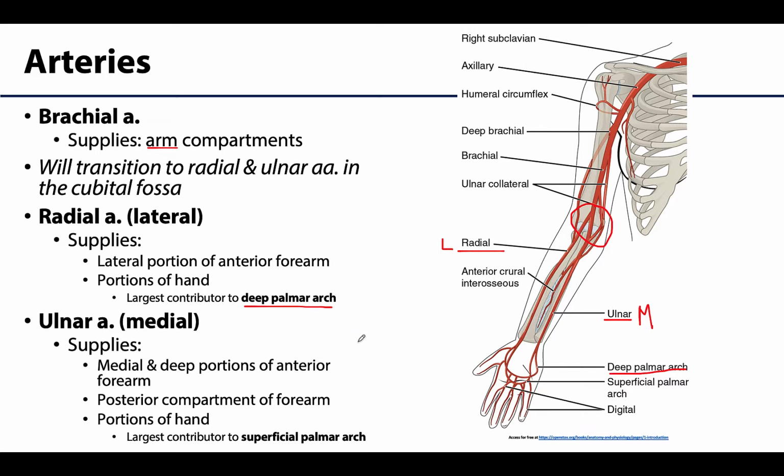The ulnar artery supplies a larger expanse than the radial artery, with supply to the medial and deep portions of the anterior forearm, as well as the posterior compartment of the forearm, and portions of the hand, specifically being the largest contributor to the superficial palmar arch, with a role as well in the deep palmar arch. There's variability in terms of the anastomoses there.